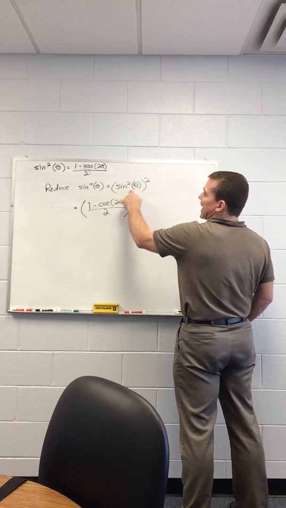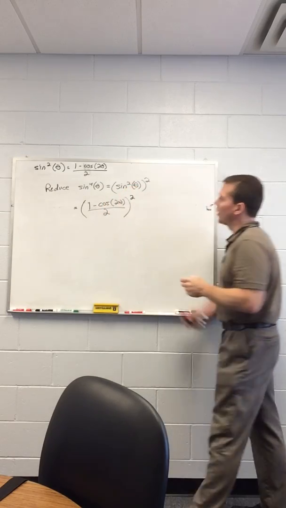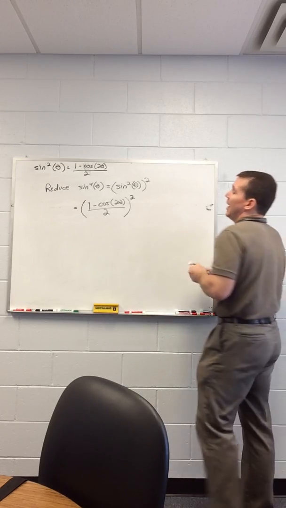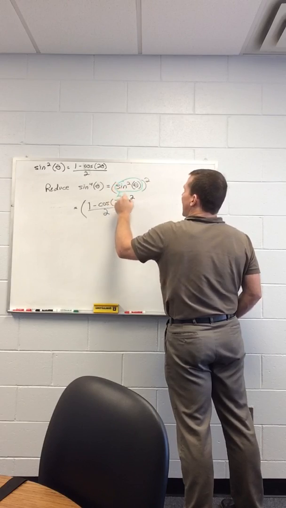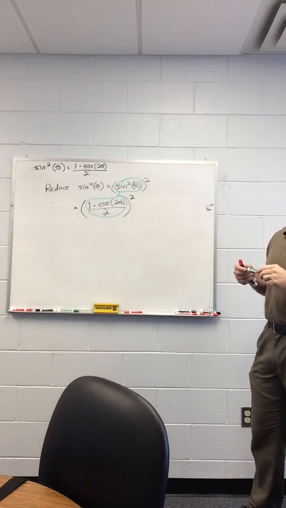So now I replace sine squared theta with 1 minus cosine 2 theta over 2, but then square that, because that whole thing was squared. Again, this is just a substitution. Don't get lost and think I'm doing complex math. I'm substituting that with that, because that's what the formula says to do.